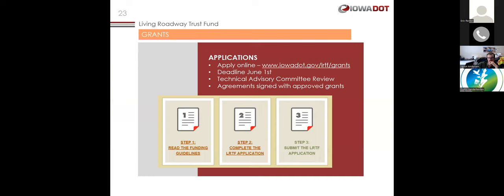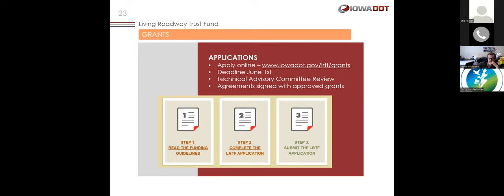So the application and the funding guidelines can be found on the Living Roadway Trust Fund website. There's also a new instructional video on the website that walks through the application process. The application deadline is June 1st at 4 p.m. for the next fiscal year funding. And as mentioned previously, cities and counties need to have an IRVM plan on file by this date.